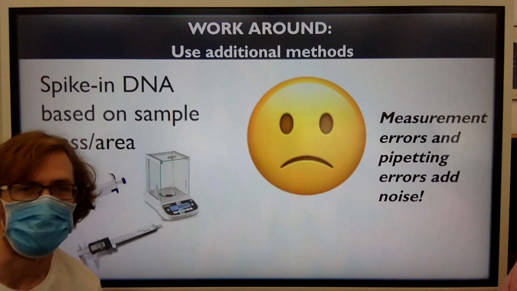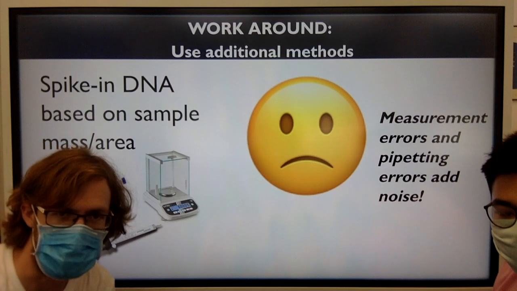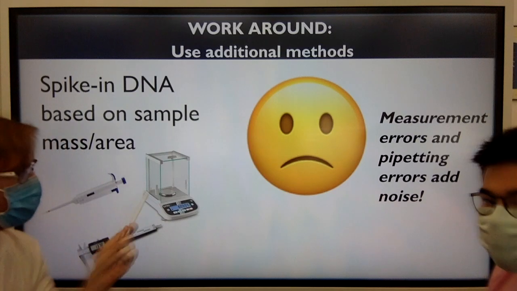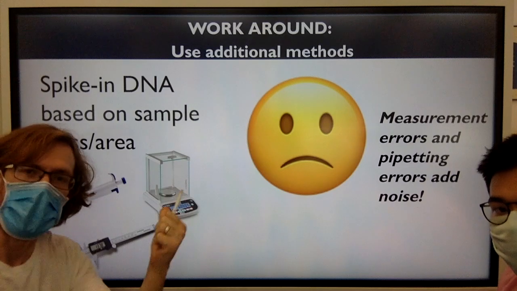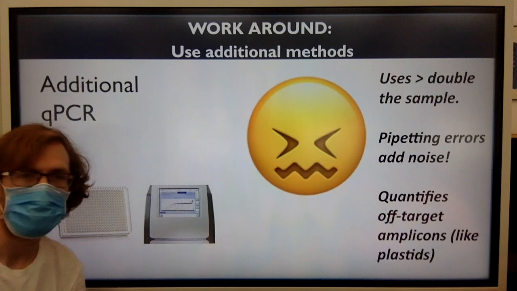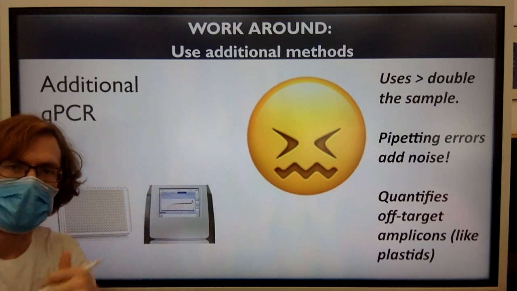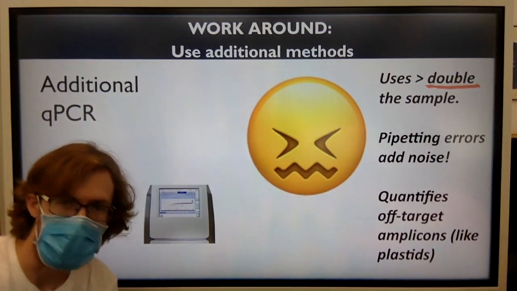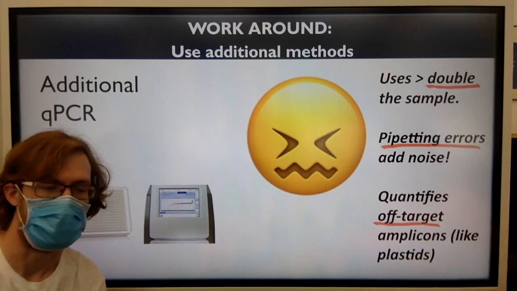One way to get this data is to use spike-in DNA, for example, a synthetic 16S gene added based on the sample mass or area. To do that, you have to first measure the sample mass or area, which has measurement errors, and pipette in the spike-in, which has pipetting errors associated. Another option is quantitative PCR, but then you have to set up a separate reaction, which sometimes uses more than double the sample. It also has pipetting errors, which add noise, and it can quantify off-target amplicons, like plastids.